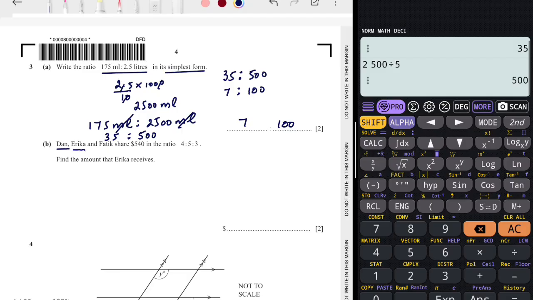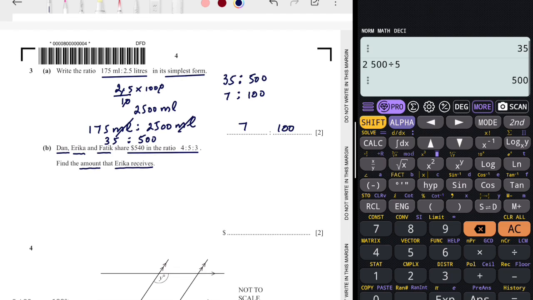Dan, Arika and Fatik share $540 in the ratio 4:5:3. Find the amount that Arika receives. So this is a very simple question. So let the amount be equal to x. Now multiply this amount with the parts of the ratios. It would be 4x, 5x and 3x.